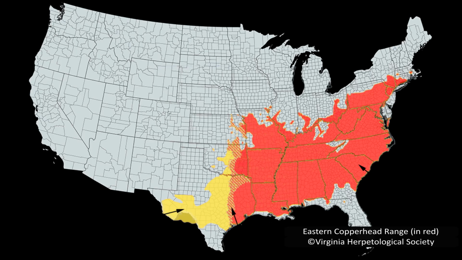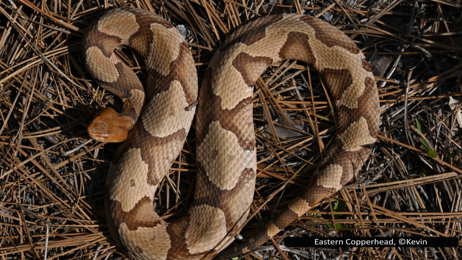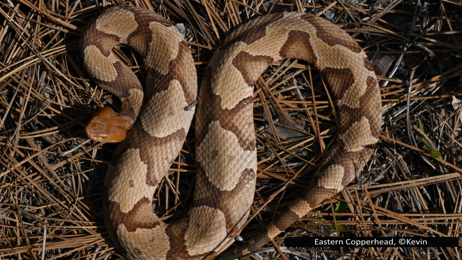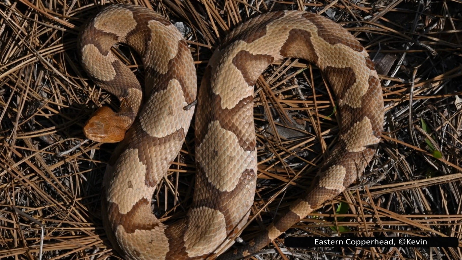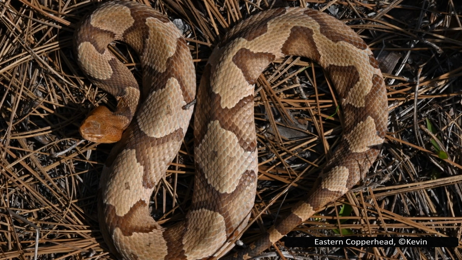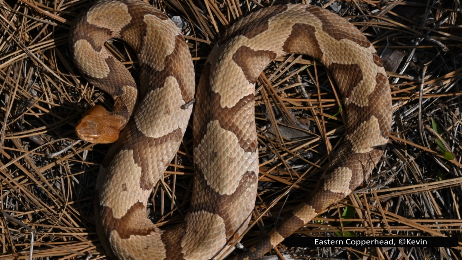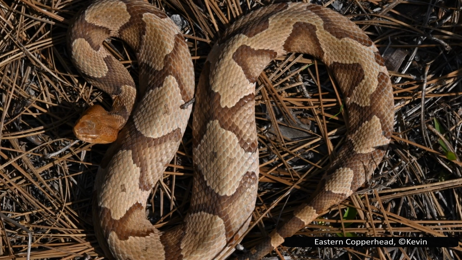Eastern copperheads are common throughout much of the eastern half of the United States, with the notable exception of most of Florida. They are a beautifully coloured snake, with dark brown blotches roughly hourglass-shaped on a reddish-brown background. They use this coloration as camouflage in the deciduous forests that are its preferred habitat.